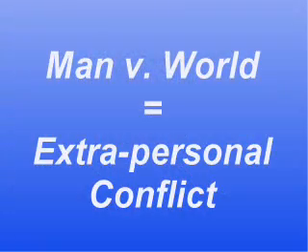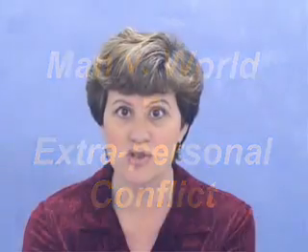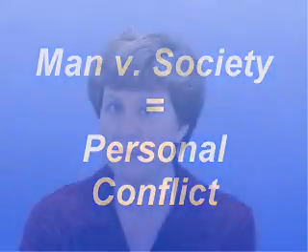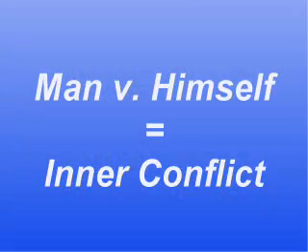The other ways of calling those are extra-personal conflict, personal conflict, and inner conflict. Same 3 categories, just a different way to look at them. So man versus his world is an extra-personal conflict. It's outside of his person. It's in the larger world, the grand scheme of things. Man versus society is personal conflict because it's in my personal world, my family, my friends, my society. Man versus himself is inner conflict because that's inside of me. I'm fighting with myself, with my own beliefs or lack thereof.